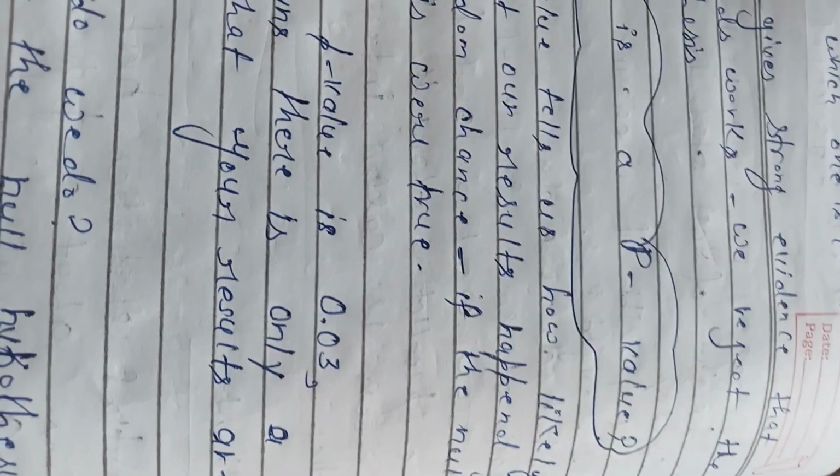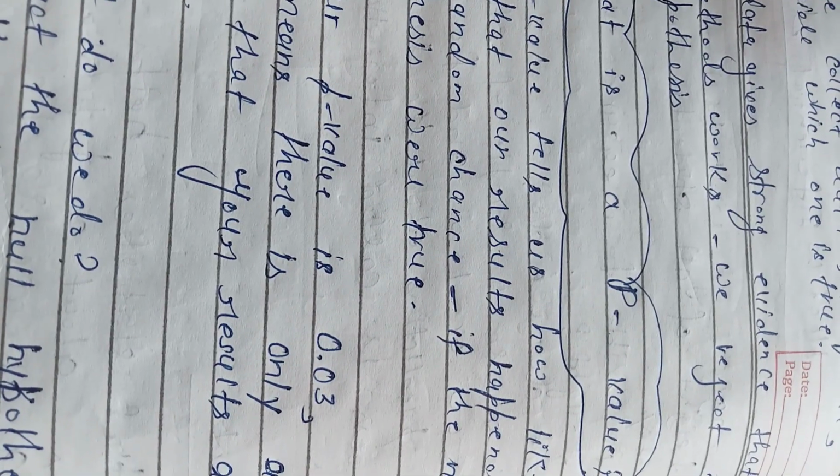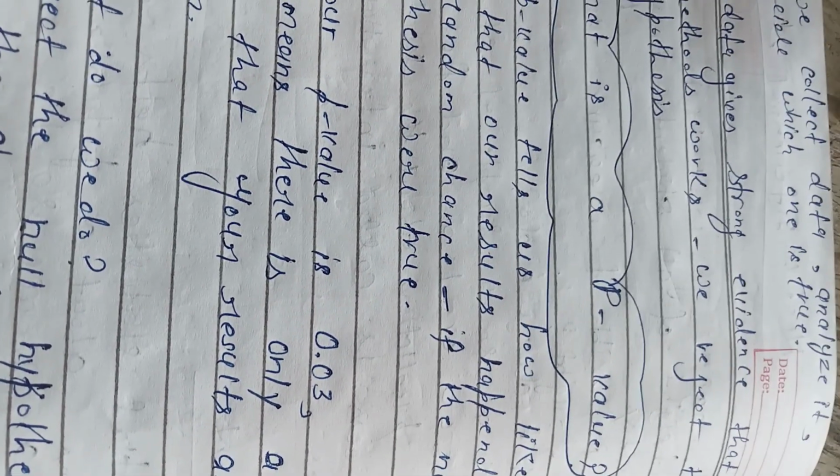But what if the p-value is large? It means the result could easily happen by chance. So we don't reject the null hypothesis.